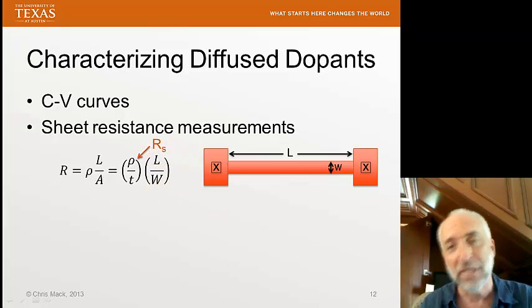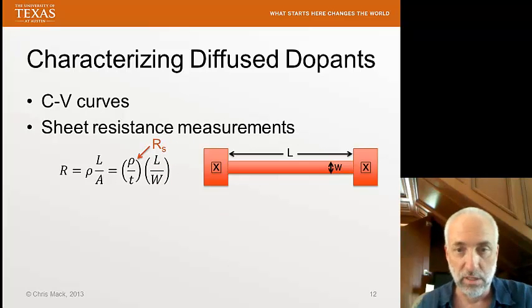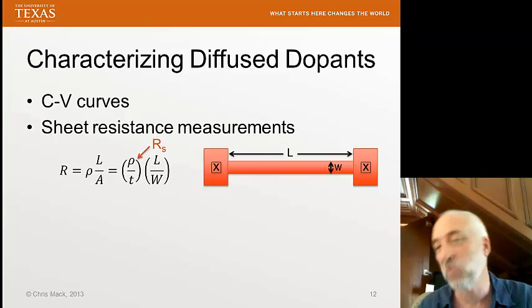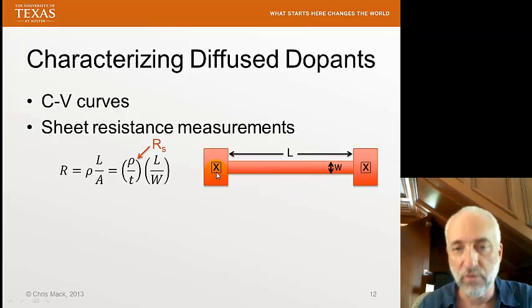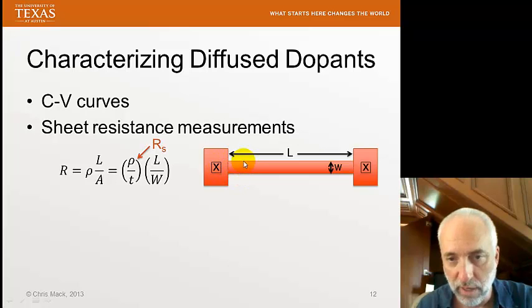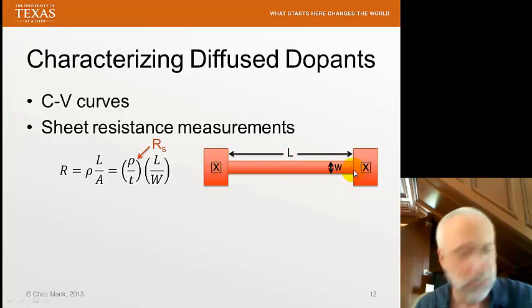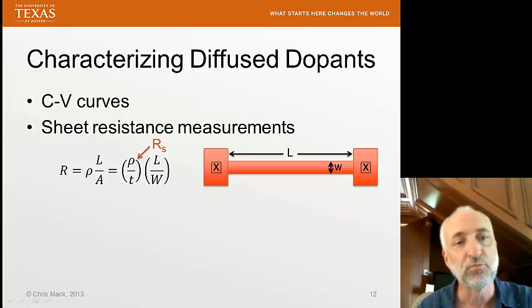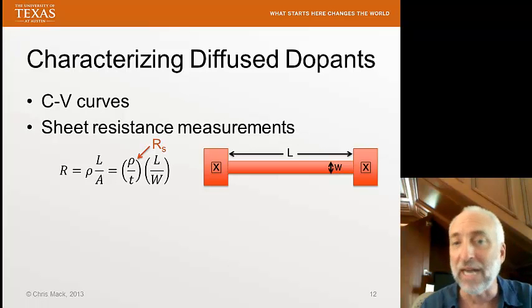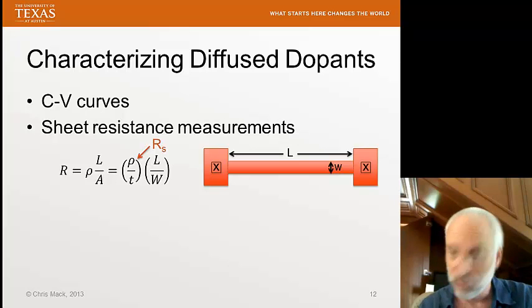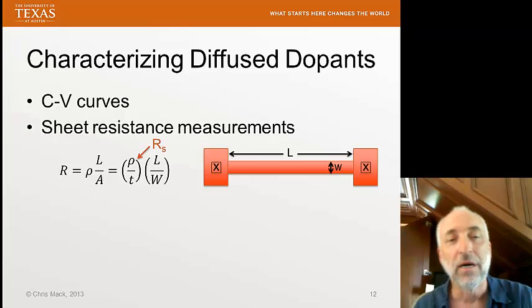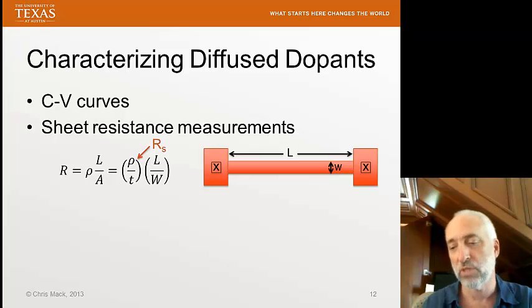Well, L over W is an aspect ratio. It's the length divided by the width, sometimes described as the number of squares that the line has. If I think about a square of width W, a square might look like this, and then I ask how many of those squares can I fit along this line? Well, that's L over W. It's the number of squares. So if I measure the resistance and divide by the number of squares, I get the sheet resistance. So the units of sheet resistance are ohms per square. It's kind of a strange unit, but ohms per square is how we describe sheet resistance.